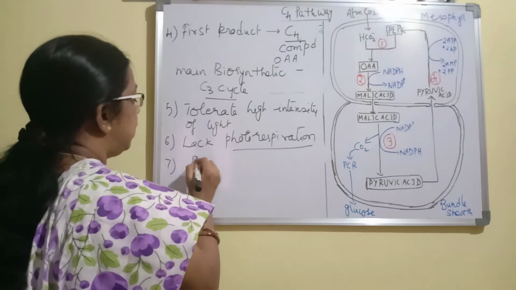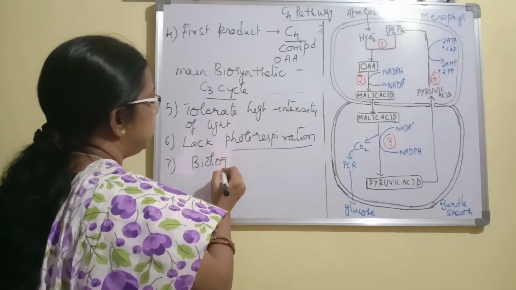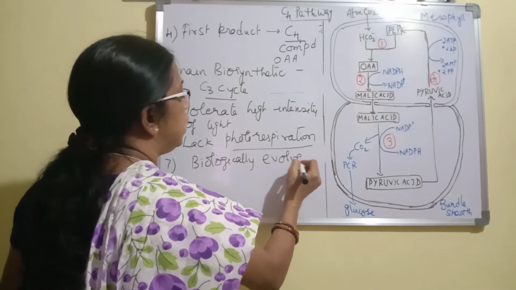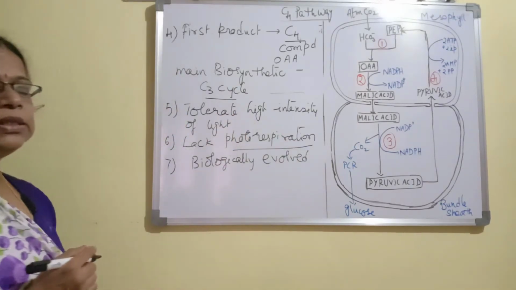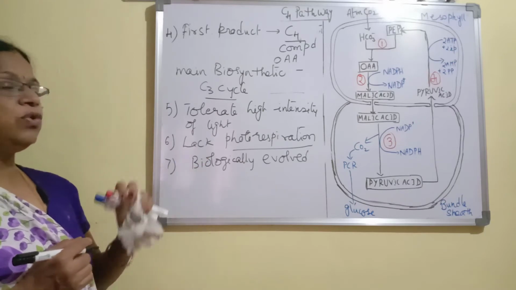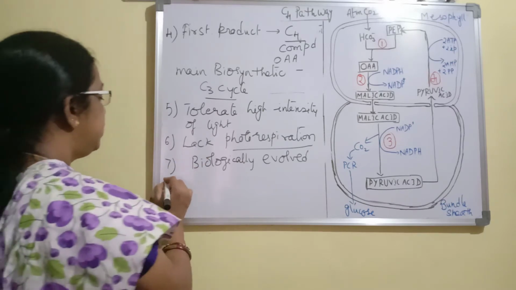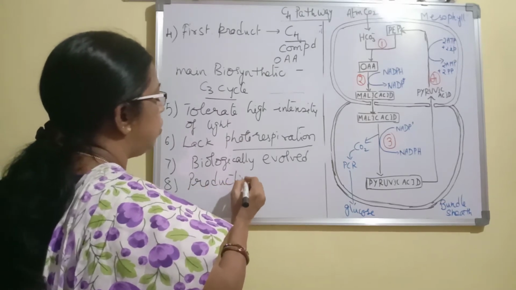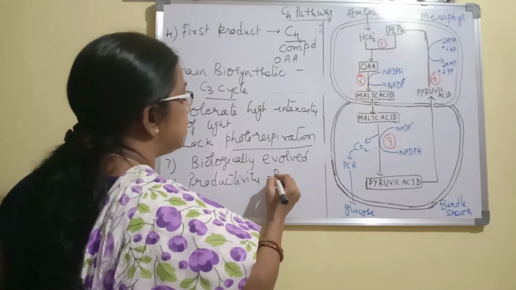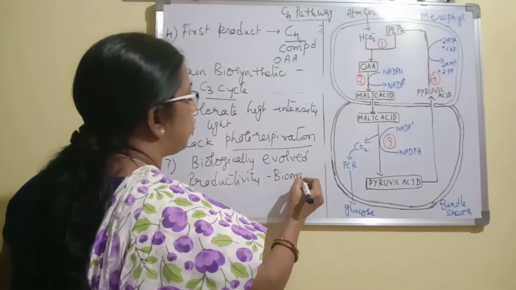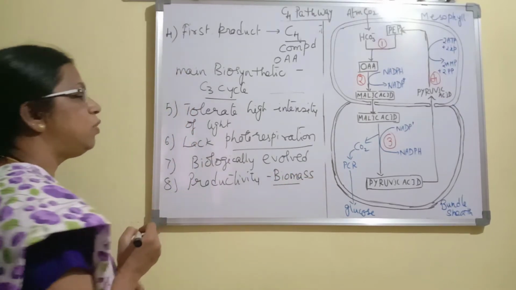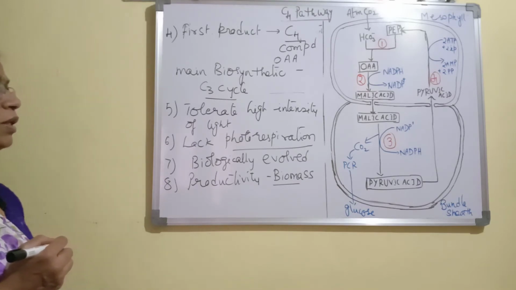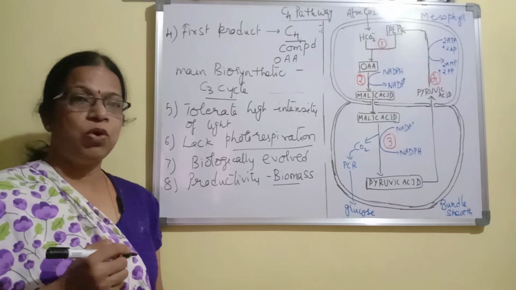Therefore, biologically they are more evolved compared to C3 plants, because they lack photorespiration and their productivity in terms of biomass is more compared to C3 plants. That's why these are considered to be highly evolved.